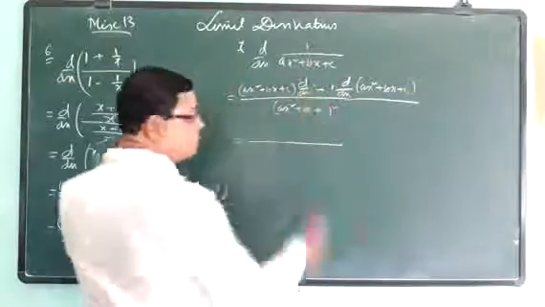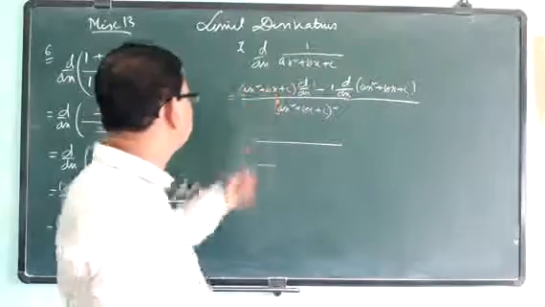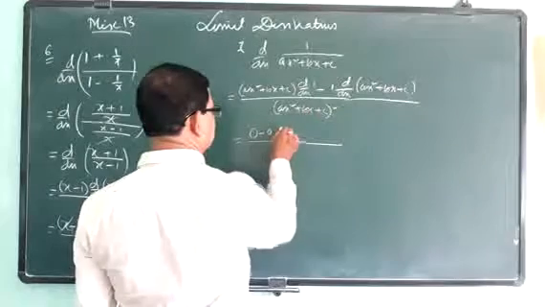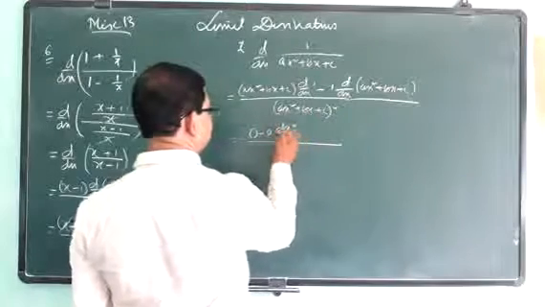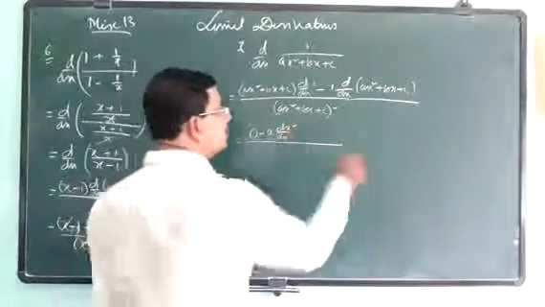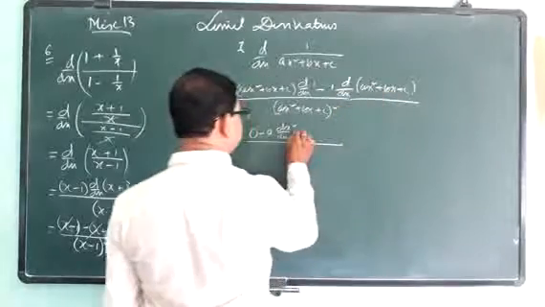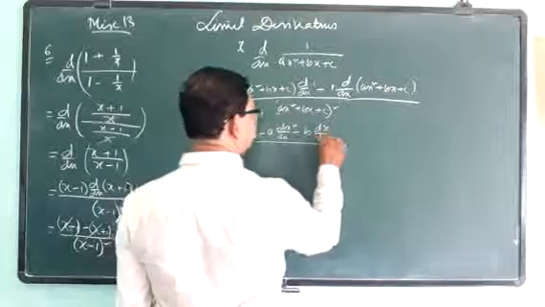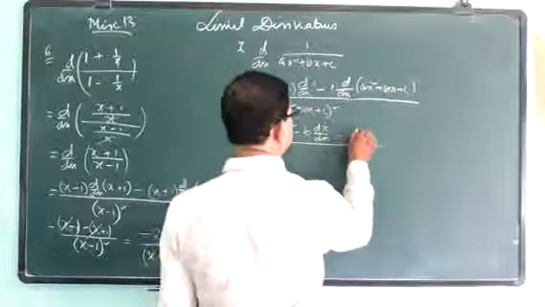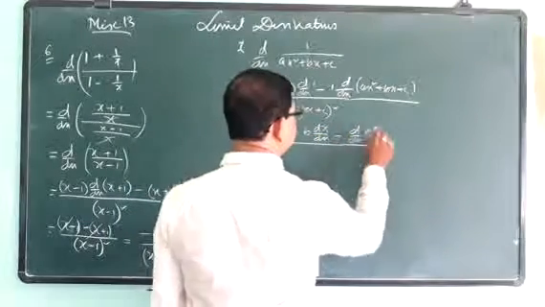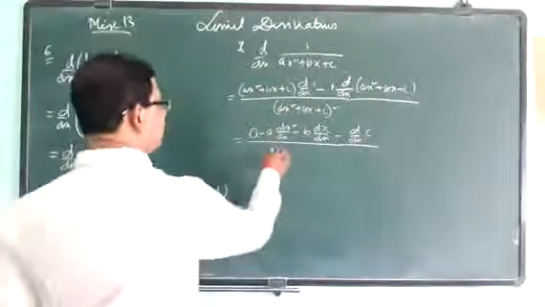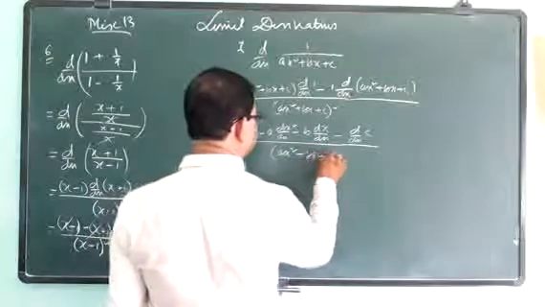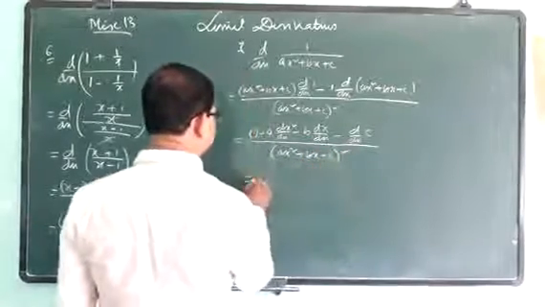Now differentiation of 1 is 0. 0 into anything is 0. Minus differentiation of x square with respect to x. Minus plus gives minus, d will come out and dx. Minus differentiation of c with respect to x. So what we get, that is ax square plus bx plus c whole square.